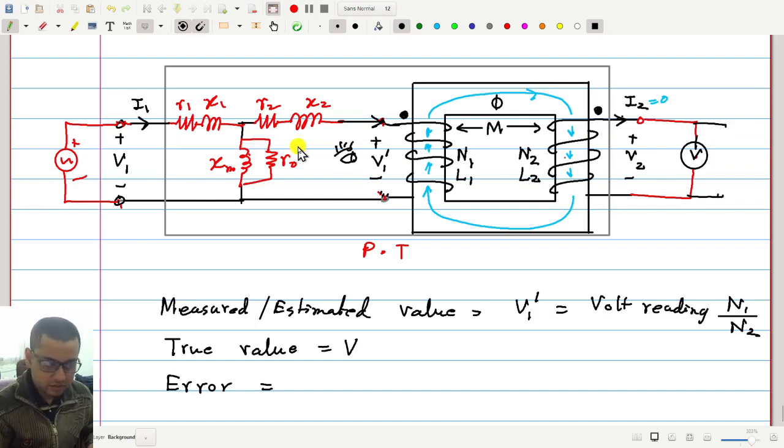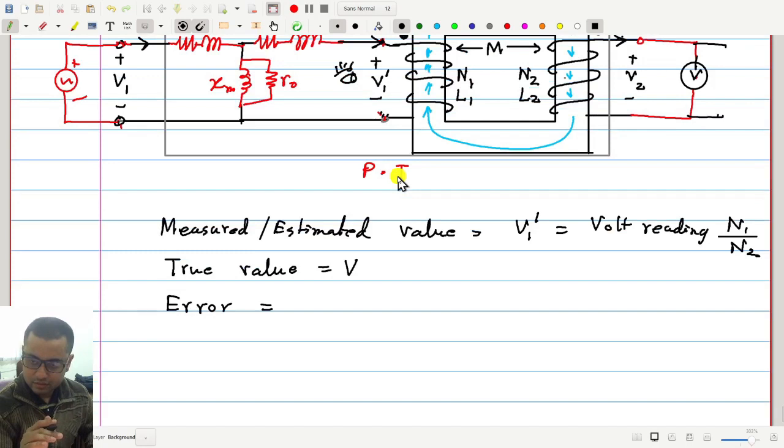Sir, so won't the measured value be V2, meaning V1 dash into N2 by N1? The measured value, because we are measuring V2, the voltmeter reading, is equal to V1 dash into N2 by N1. The measured value will be V1 dash into N2 by N1, and the expected value will be V1 into N2 by N1. We are measuring V2 directly, and then we are multiplying this with N1 by N2.